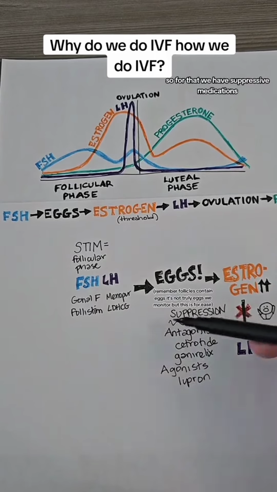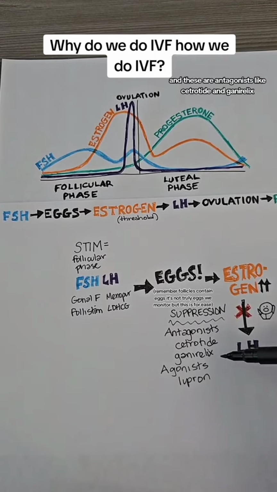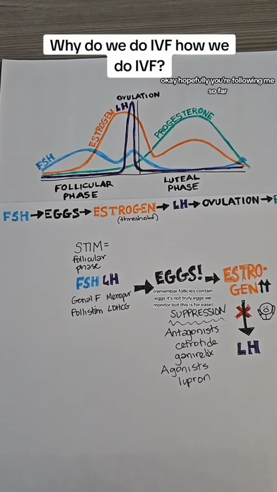So for that, we have suppressive medications, and these are antagonists like Cetrotide and Ganirelix, which are added at some point in the cycle when your estrogen gets high enough, or agonists like Lupron, which are typically started more towards the beginning of the cycle. Okay, hopefully you're following me so far.